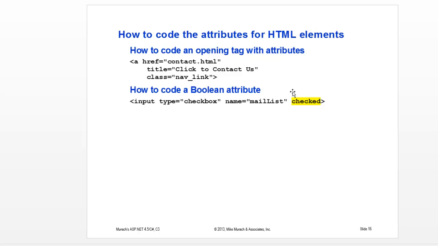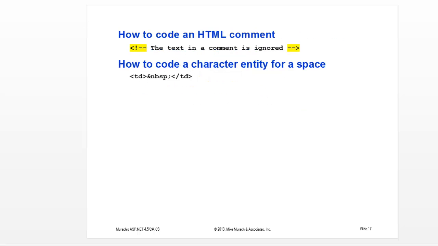If you have certain attributes that have values, such as type is an attribute and it has the value checkbox, and name has the value mail list. Well, there are some attributes that don't take on a value. You don't put equals something after it. You just put the word. So the word checked here. Checked is a Boolean attribute. It's either there or it's not. If it's not there, then this would not be checked. If it is there, then this checkbox would actually have a check in it by default. So, something to keep in mind.